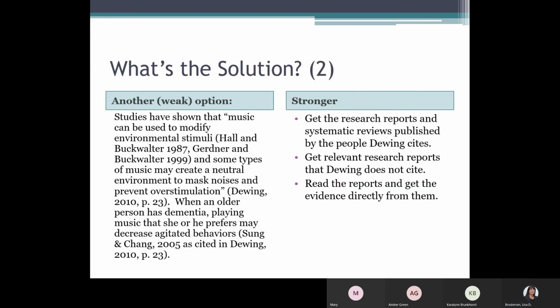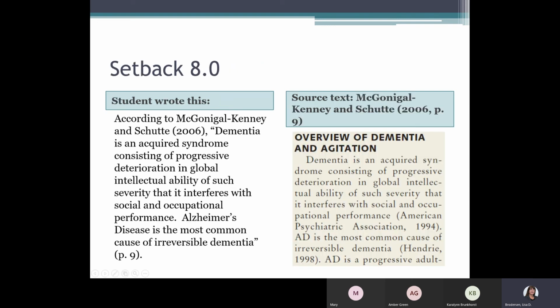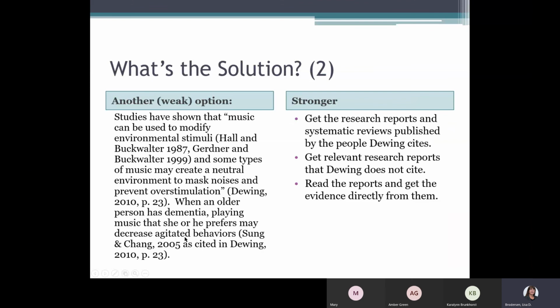Okay. So the solution then would be something like this, and it's a weak solution because I have incorporated the secondary source citation in here. Let's see, towards the end. A stronger solution then would be to get the information from primary sources and get relevant research reports that Dewing does not cite, and read reports and get the evidence directly from them.